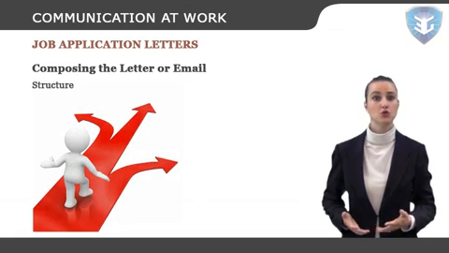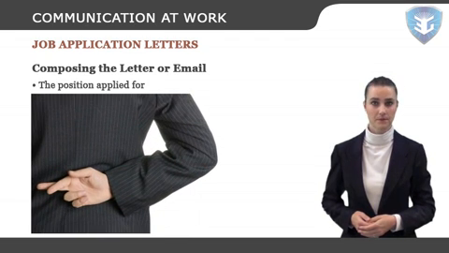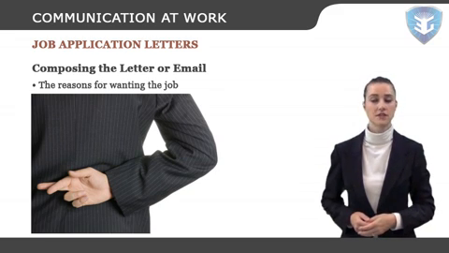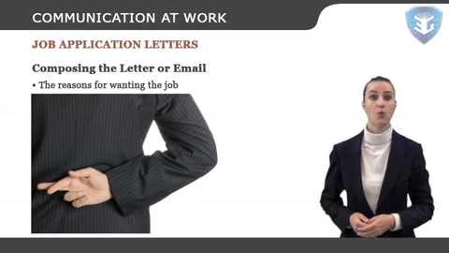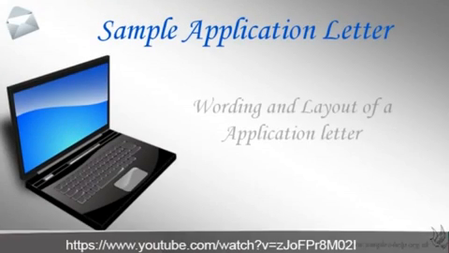Structure. The usual order of a job application letter or email is: the position applied for. Give the title of the job as a heading, or refer to it in the first sentence of the letter, using the reference code if there is one. The current situation: if one is working, briefly outline the current job. The reasons for wanting the job: be clear and positive about why one wants the job.